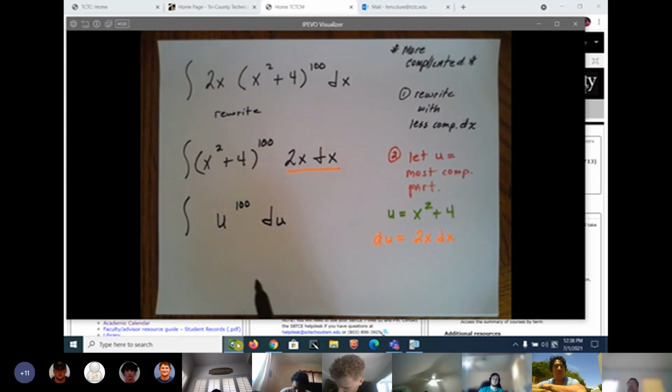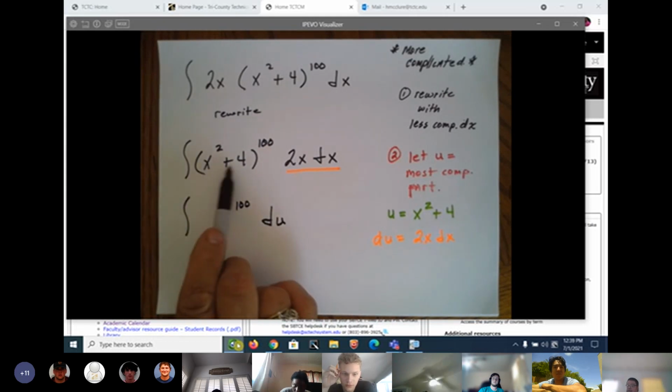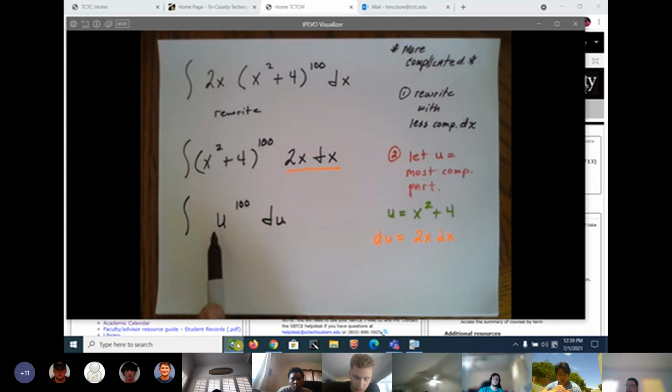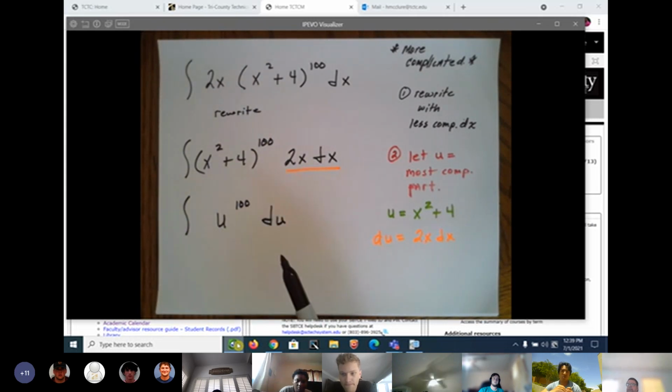Now I want you to look at that and make sure you understand how I got this. This is u, and what's the derivative of u? 2x dx. So I've got u to the 100th power du. Does everybody see that?